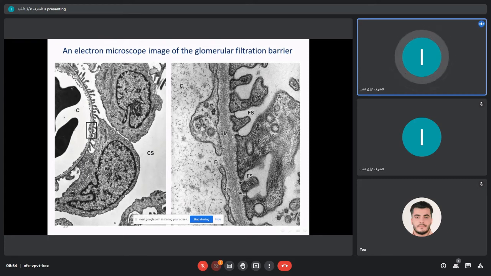Next here is the glomerular filtration membrane, formed by fusion of the basal lamina from endothelial cells and the podocyte, and these are the podocytes. These are the pedicels of the podocyte, and the spaces here between the pedicels.